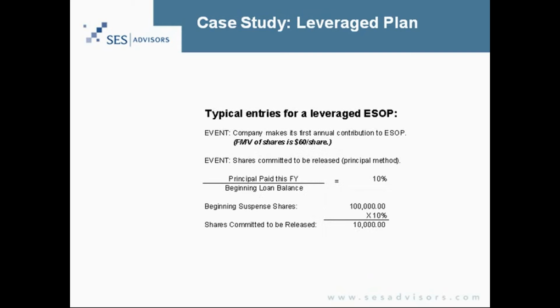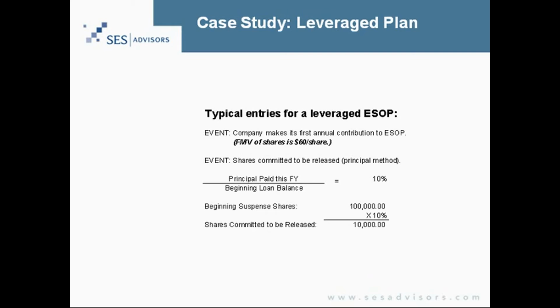We're using the principal method, so our fraction to determine the shares released is simply the principal paid for the fiscal year over the beginning loan balance. That gives us a 10% release. We acquired 100,000 shares, and remember they're all in suspense until they're paid for. In this case, 10% of them are paid for, and we're committing to be released 10,000 shares.